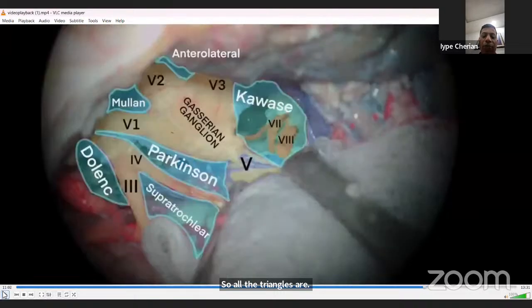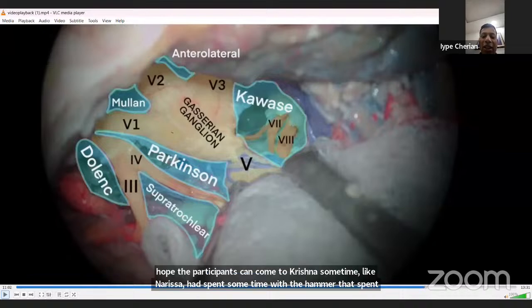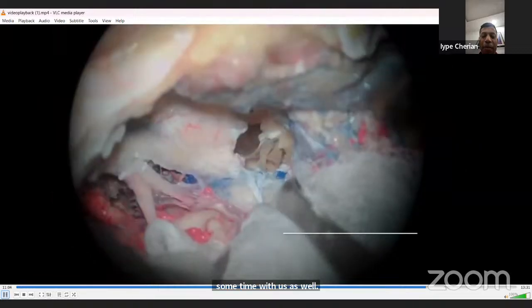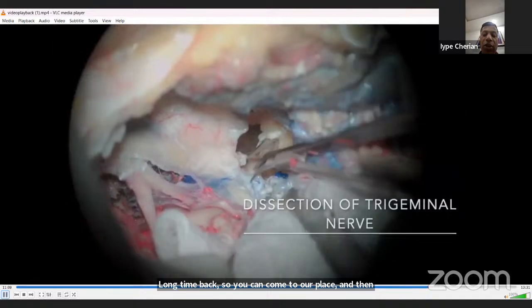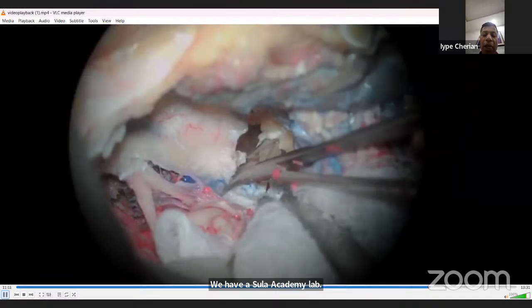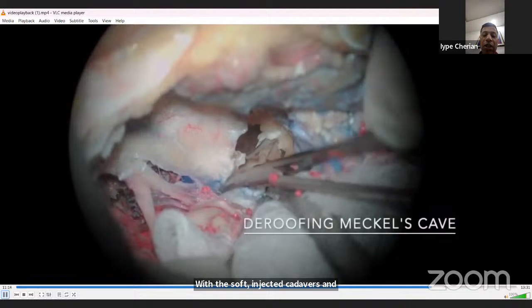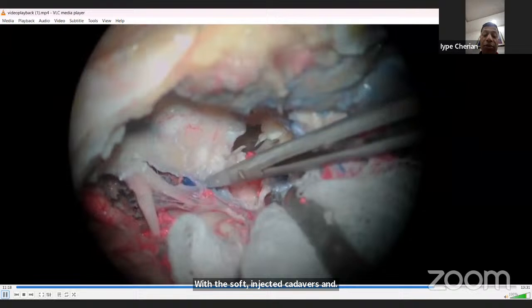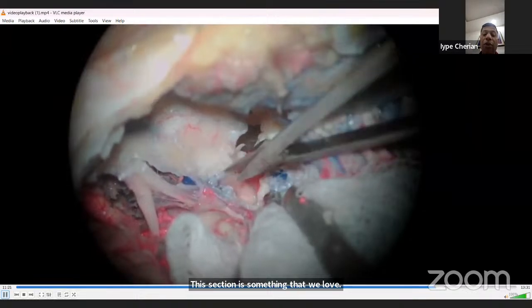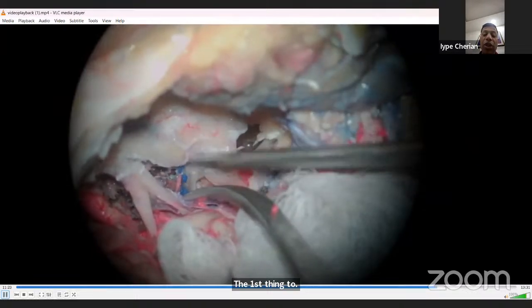I hope the participants can come to Krishna sometime, like Nargisa had spent some time with us, Ahmed had spent some time with us as well, long time back. So you can come to our place, and then we have an Esculap Academy lab with soft injected cadavers, and dissection is something that we love. If you have to do neurosurgery, the first thing is lab.